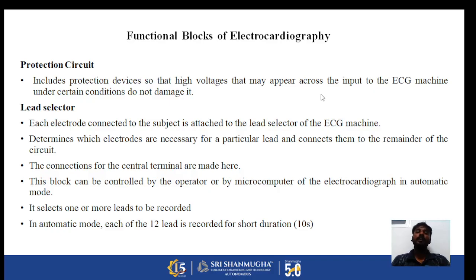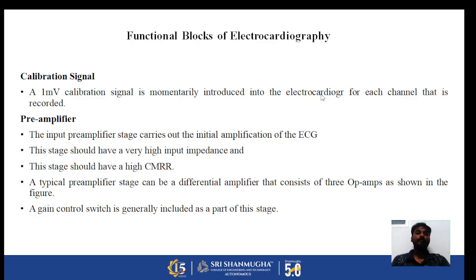Lead selector. Each electrode connected to the subject is attached to the lead selector of the ECG machine, which determines which electrodes are necessary for a particular lead and connects them to the remainder of the circuit. The connections for the central terminal are made here. This block can be controlled by the operator or by the microcomputer of the electrocardiograph in automatic mode. It selects one or more leads to record. In automatic mode, each of the 12 leads is recorded for a duration of 10 seconds.